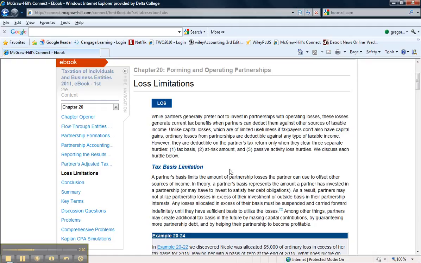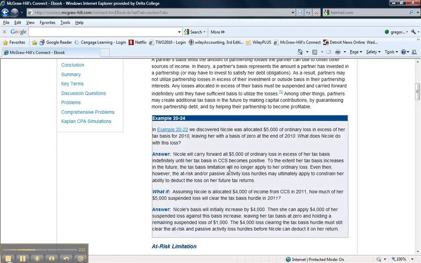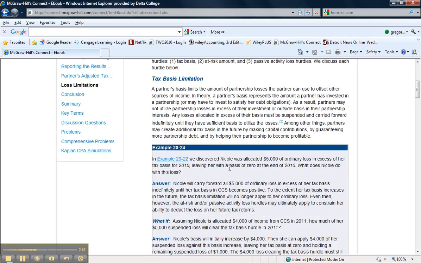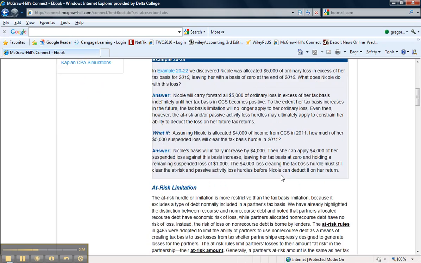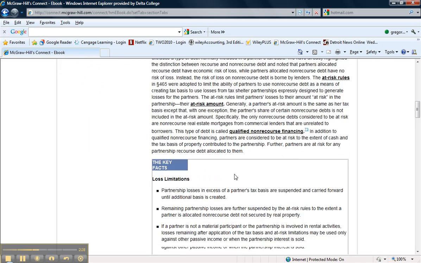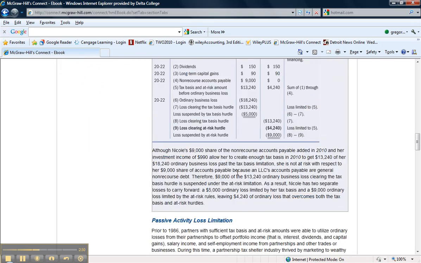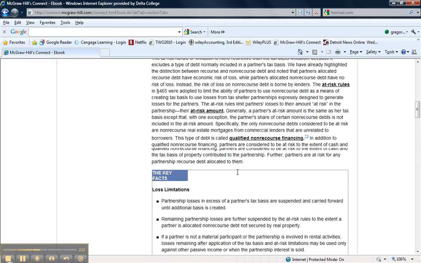So this talks about, not how to calculate, but what issues arise when we're talking about basis limitations. So look over this example and see that it makes sense, and let me know if you have any questions. It also goes on to talk about at-risk and passive activity, but that's beyond the scope of this class.